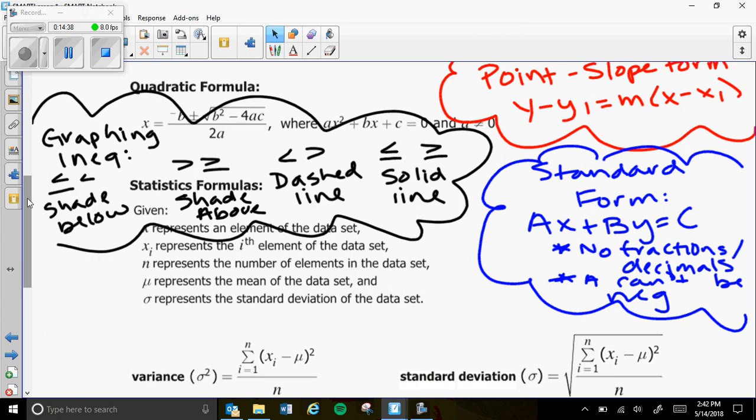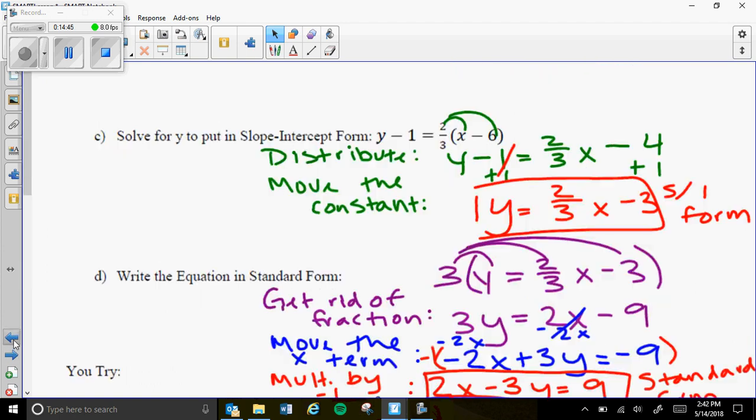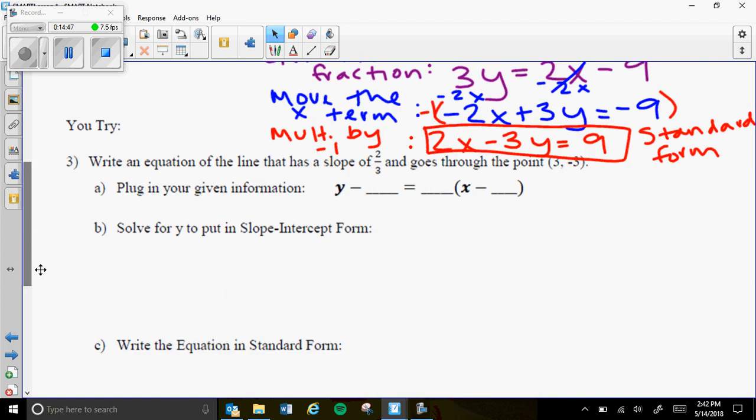Because you can go ahead and use those on your formula quiz at the end of this unit. If you don't have any questions, you can go back and work on your you-dos. Again, if you're stuck, please make sure you go back and re-watch the section you're stuck on and see if you can answer your own question.